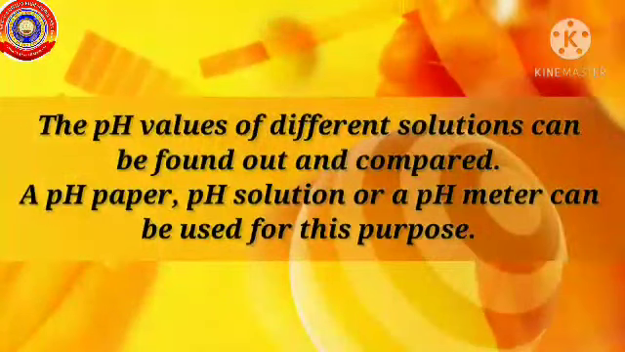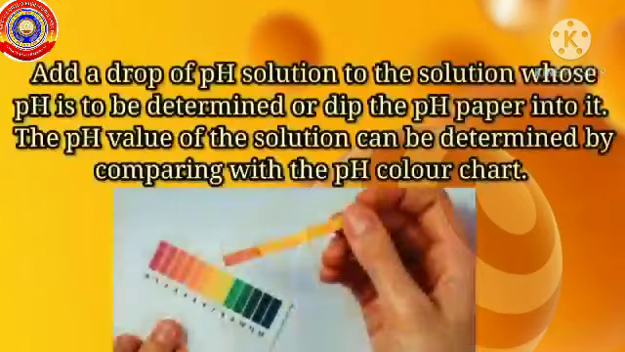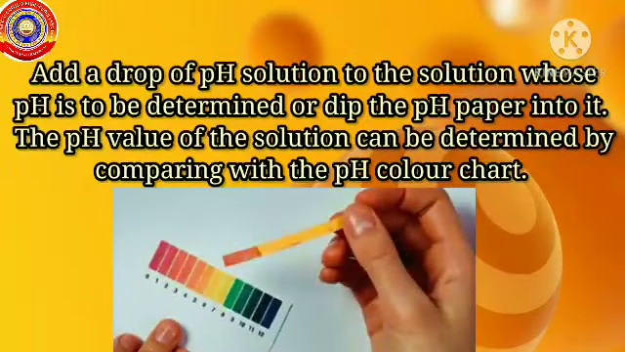The pH value of different solutions can be found out and compared. For that, we can use either the pH paper, pH solution or a pH meter. Let us see how to identify the acidic or alkaline nature of a solution using a pH paper or pH solution. Add a drop of pH solution to the solution whose pH is to be determined, or dip the pH paper into it. The pH value of the solution can be determined by comparing with the pH color chart.